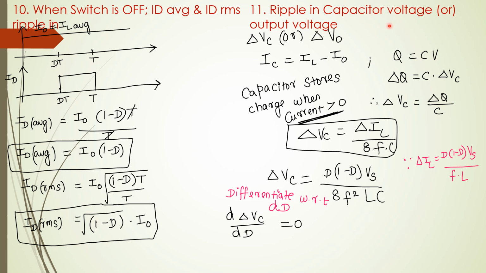Next is the ripple in the capacitor voltage or output voltage. So del Vc or del V naught is obtained by this. We all know Q equals CV, del Q equals C into del Vc. Hence del Vc is del Q by C. The capacitor stores charge when the current is greater than 0. So del Vc equals del IL by 8 into F into C. Substituting what IL is in that equation, we'll get the derivation this way.